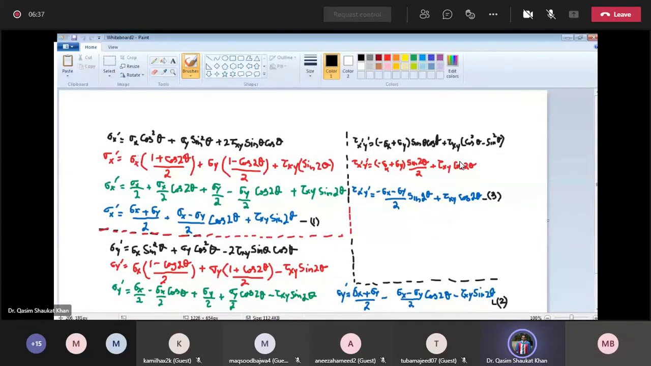And when we simplify this, we are going to open up the brackets. So it will become sigma x dash is equal to sigma x over 2 plus sigma x over 2 cos 2 theta. Is this point clear? Sigma x over 2 plus sigma x over 2 cos 2 theta plus sigma y over 2 minus sigma y over 2 cos 2 theta plus tau xy sin 2 theta. Is this point clear?